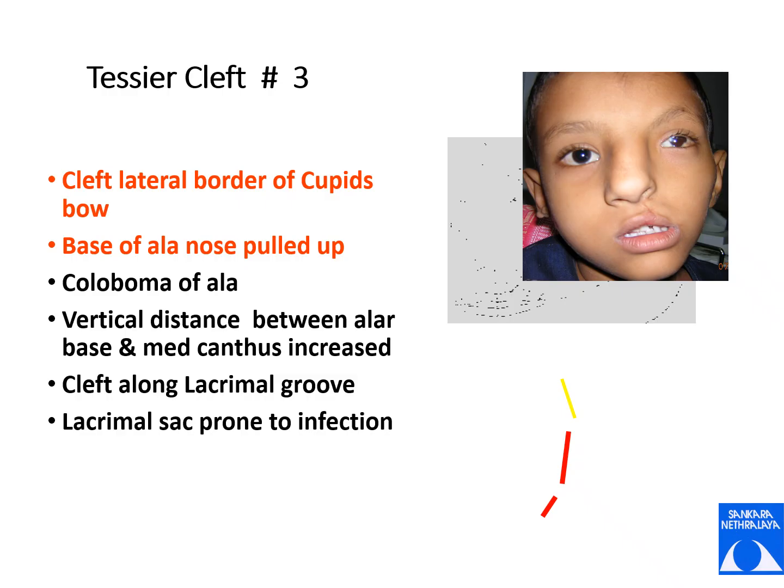Tessier cleft 3. Cleft lateral border of Cupid's bow. Base of ala of nose pulled up. Coloboma of ala. Vertical distance between alar base and medial canthus is increased. Cleft along the lacrimal groove. Lacrimal sac is prone to infection.